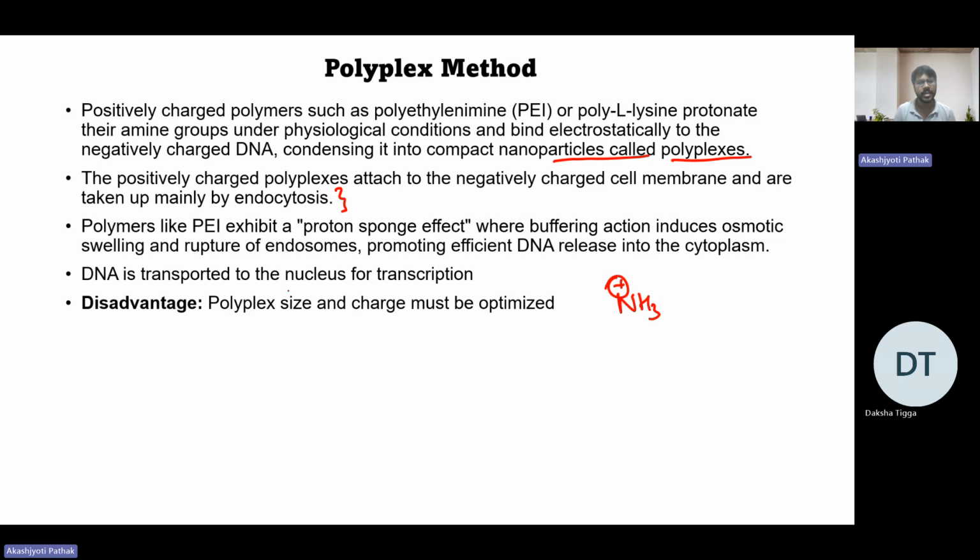Now, in the next step, the DNA is transported to the nucleus for transcription. So this is the polyplex method, where you are adding a positively charged molecule that will electrostatically attach to the negatively charged DNA molecule and form nanoparticles, polyplexes, which are taken up by the cell by endocytosis.